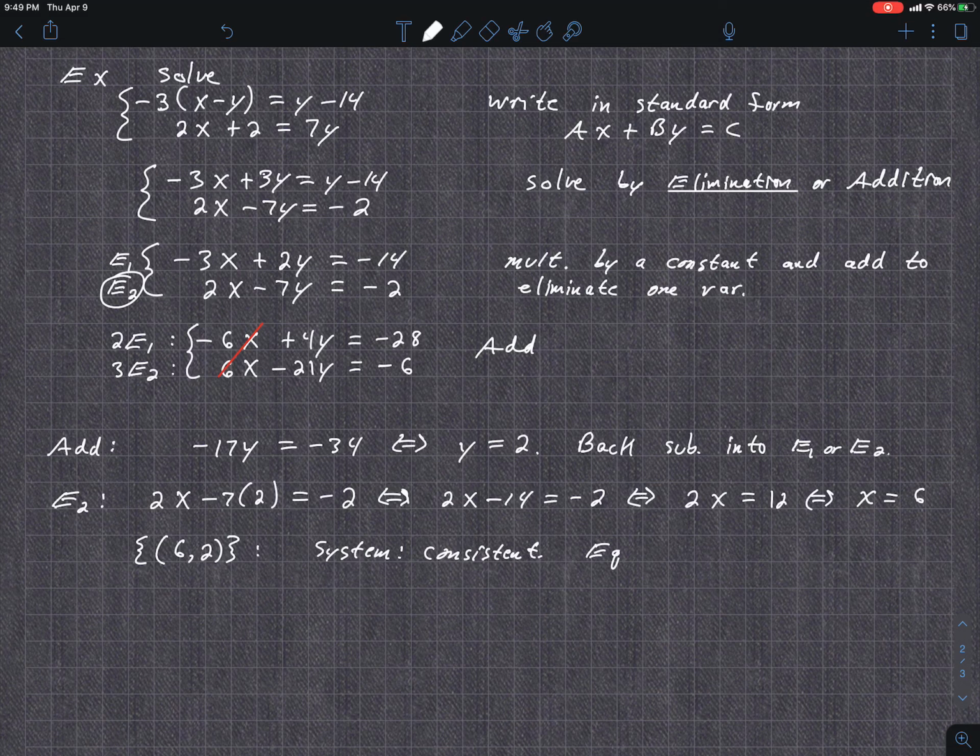So what we say then, if you have a unique solution like this, you say the system is consistent and the equations are independent.